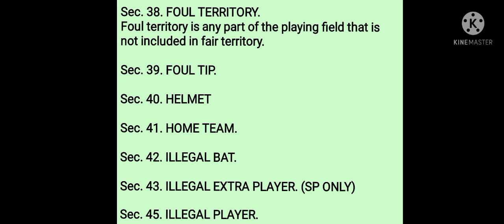Section 41. Home team. The home team is the team on whose grounds the game is played, or if the game is played on neutral ground, the home team shall be designated by mutual arrangement or agreement or by the flip of a coin. The home team shall take the third base dugout and play defense first.